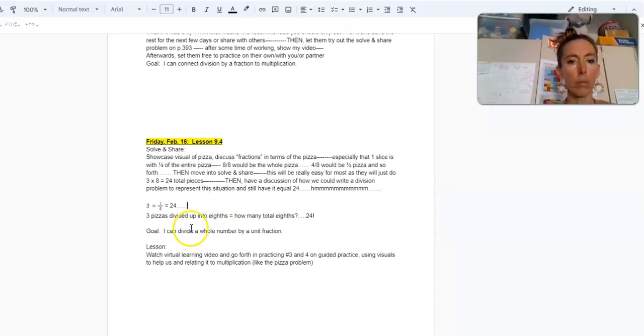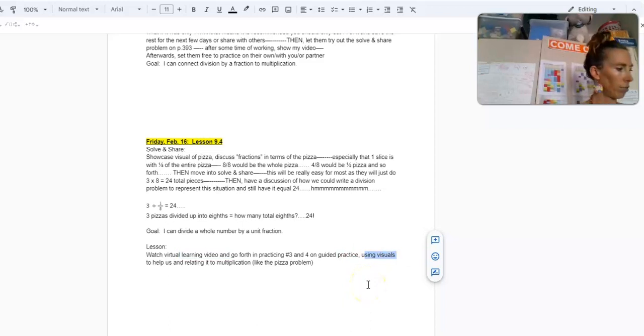So our goal is to divide whole numbers like we just did by a unit fraction. So watch the learning video and go forth. Try a couple guided practice 3 and 4. I didn't like 1 and 2. And then remember to use those visuals and not focus on reciprocal words. Okay? All right, onward.